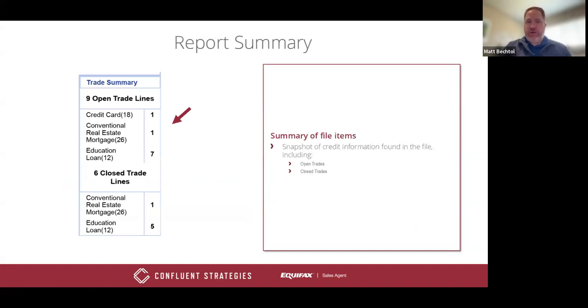Then we go into the report summary, a very simple summary within Keystone. We are simply going to give you a summary of how many open trade lines we see for this person and how many closed trade lines we see, broken out by account type. For this sample, we see there's one credit card open, one conventional real estate mortgage loan, and 7 education loans or student loans open. For closed trade lines, you can see that there's 1 real estate and then 5 closed student loans. So a very, very simple summary of open and closed trade lines that you'll get within the summary.